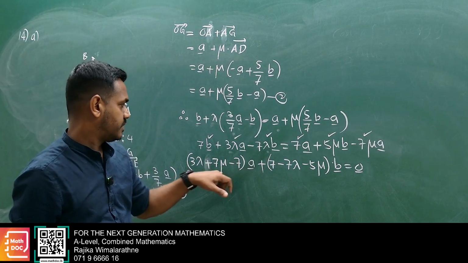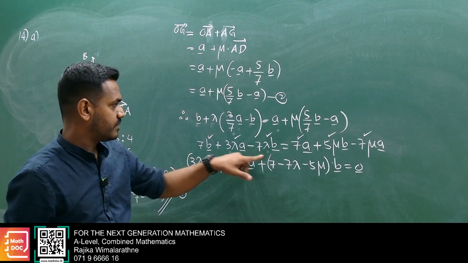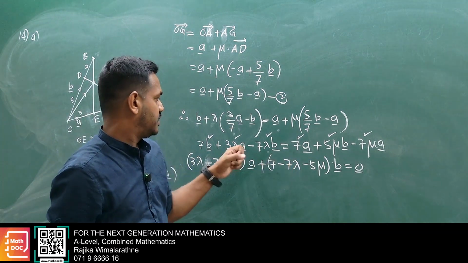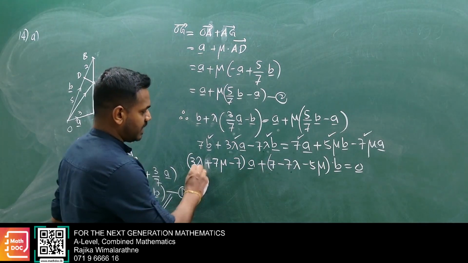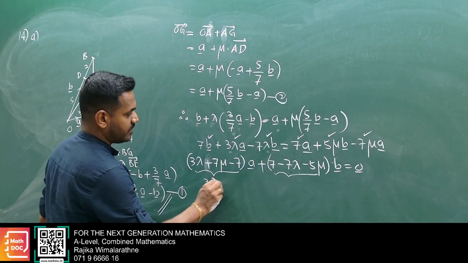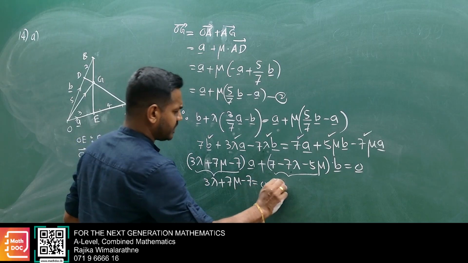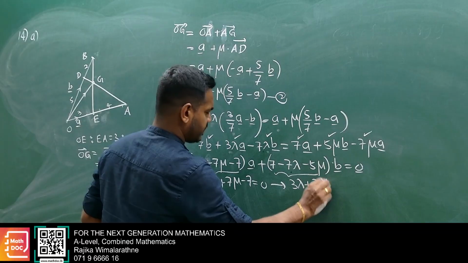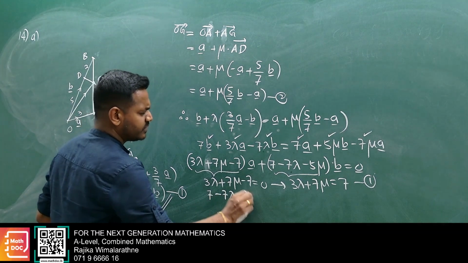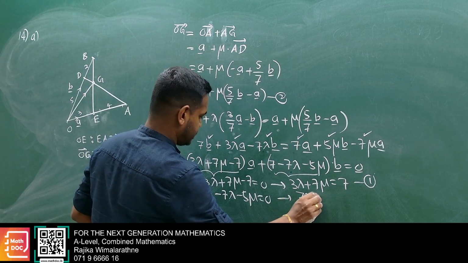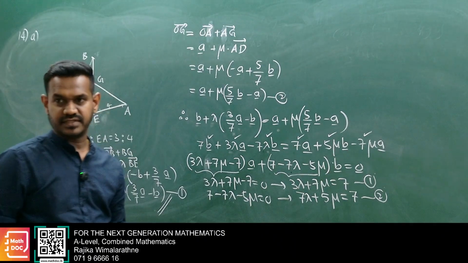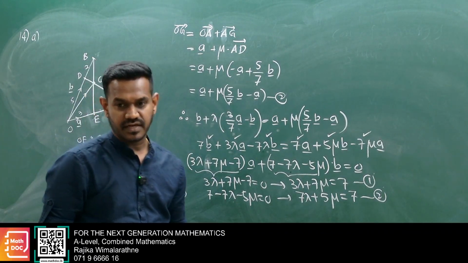Here A times (3 lambda plus 7 mu minus 7), and here B times (7 minus 7 lambda minus 5 mu). Okay. Now you separately equate these coefficients to 0 according to the theorem. Therefore, 3 lambda plus 7 mu minus 7 equals 0, so 3 lambda plus 7 mu equals 7, first equation. Then 7 minus 7 lambda minus 5 mu equals 0, so 7 lambda plus 5 mu equals 7, second equation. Then solve the simultaneous equations. You need to find only one unknown. That's enough.